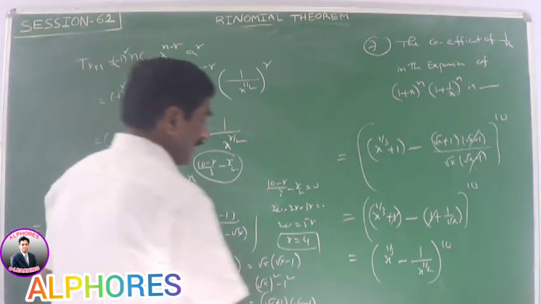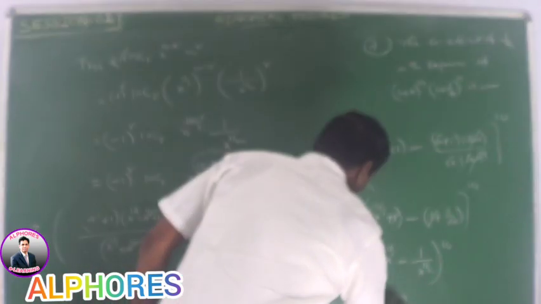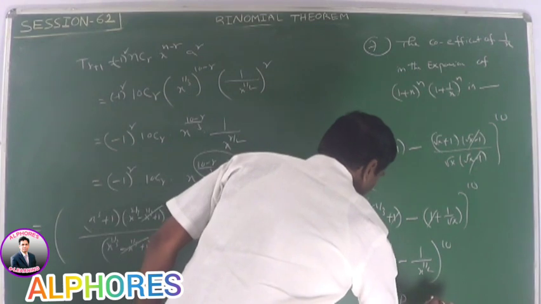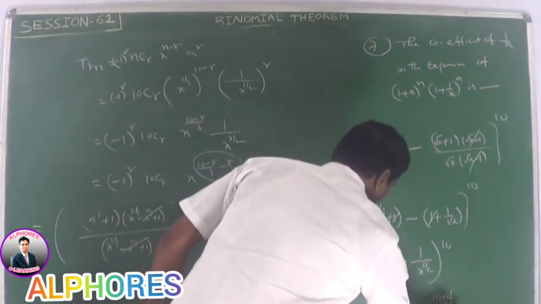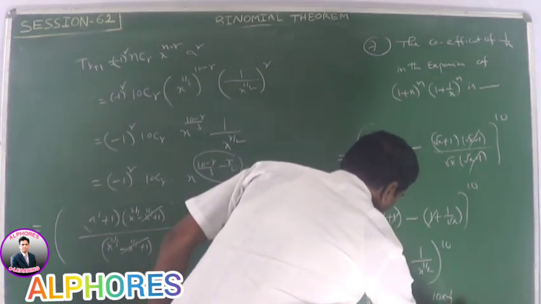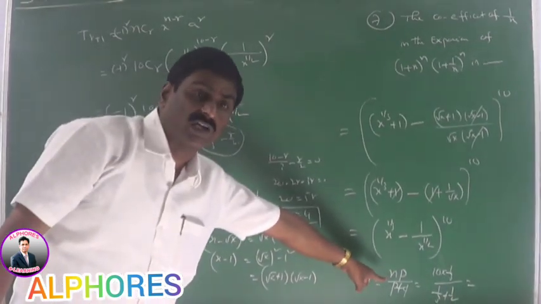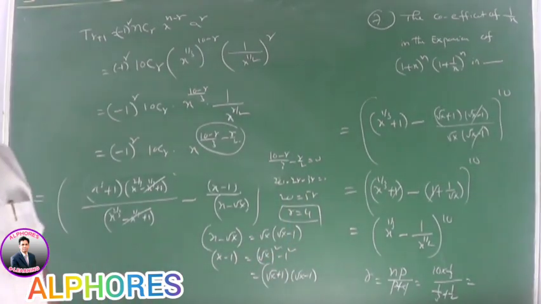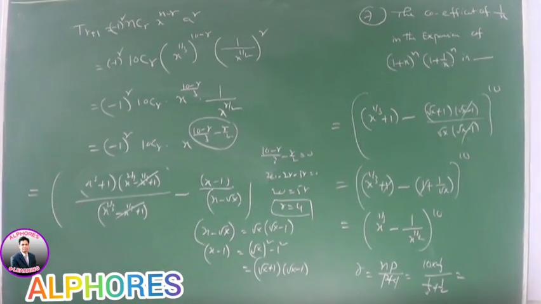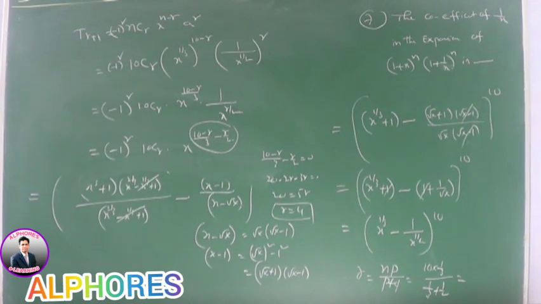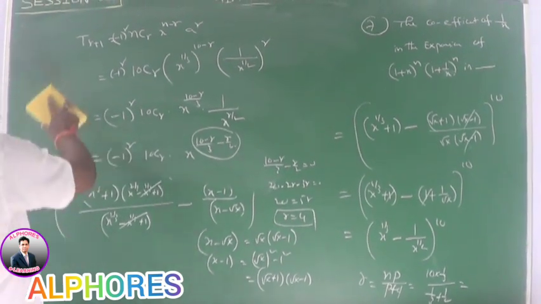Or by using the direct formula, r is equal to mp by (p plus q). m means 10, p means 1 by 3, p plus q means 1 by 3 plus 1 by 2. By using this value, we find the r value. r is equal to 4. In this case also we get r is equal to 4. Therefore, the independent term is T(r+1). Okay. Next, seventh one.